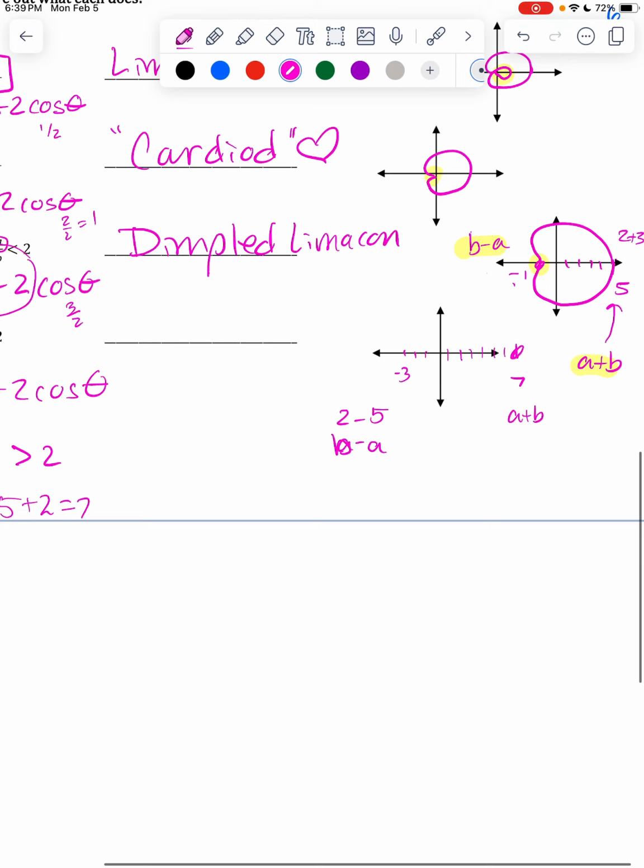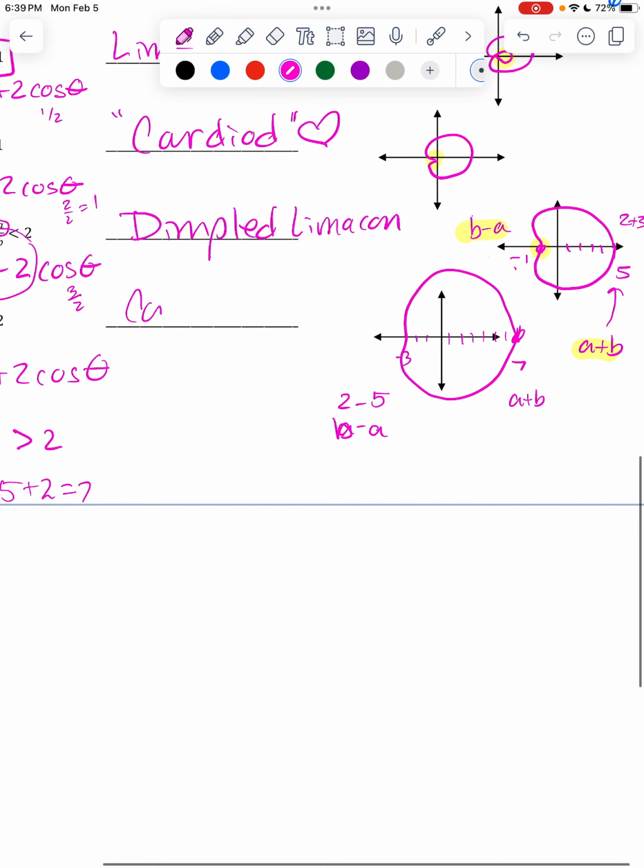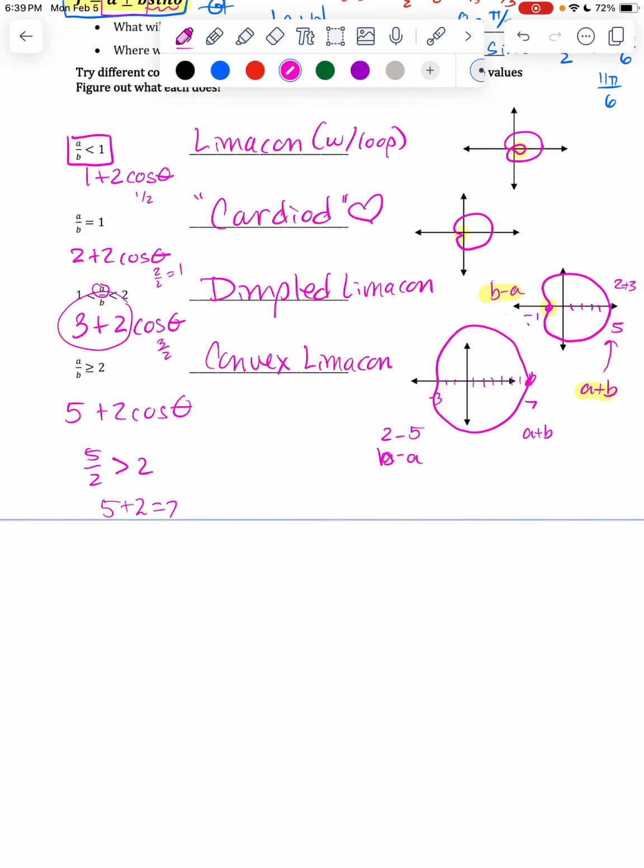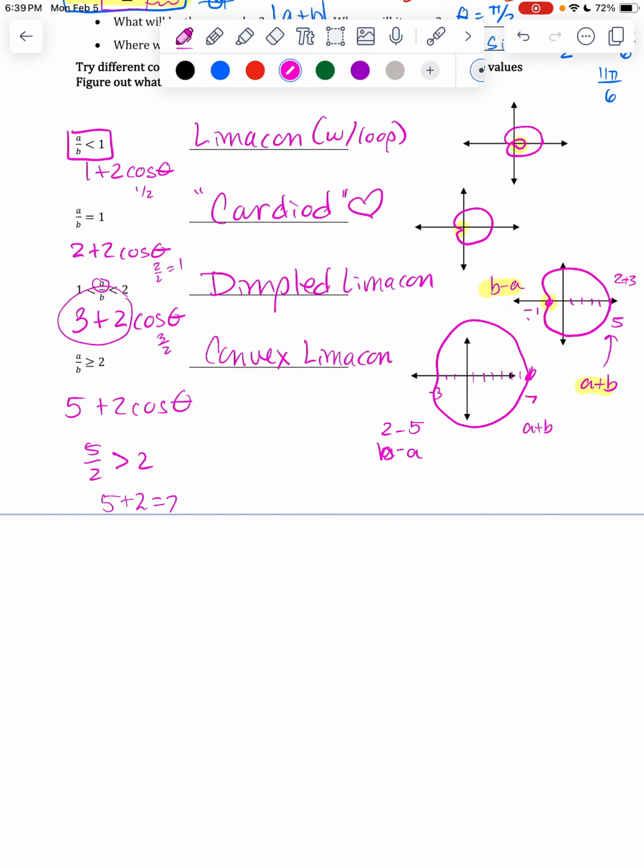And if you look, this thing is like a big old almost circle because it just dips in, but very slightly. And so they call that a convex limacon, because now it's almost all going out. So there's a lot to remember, and yet at the same time not.